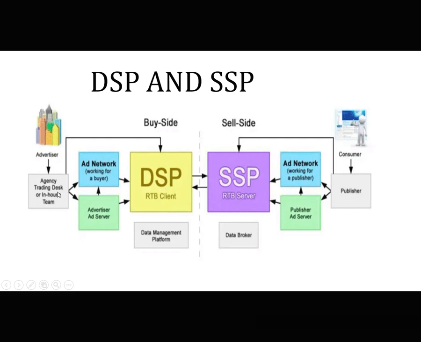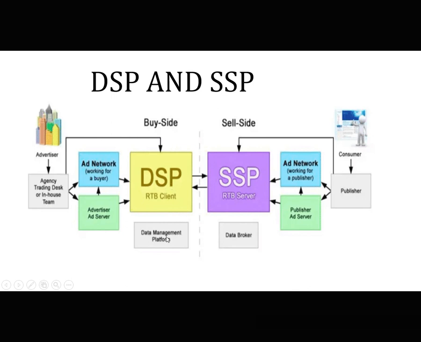Then these are the DSPs and SSP. This is the advertiser, agency trading desk or in-house team. Then the advertiser ad agency trading desk is related to an ad network working for a buyer. Then this is the advertiser ad server. Ad network is going to the demand side platform, the real time bidding platform. Advertiser is also going to their DSP.